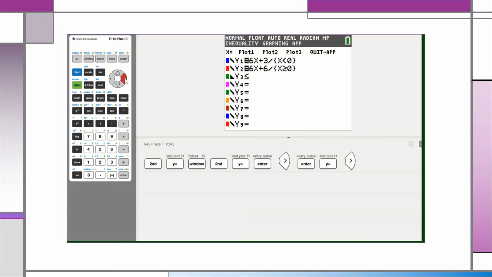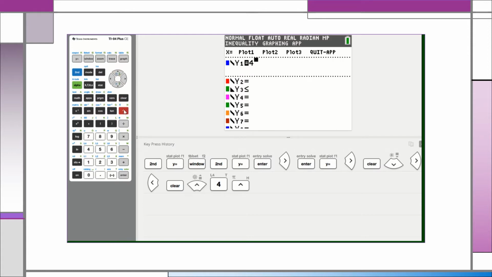Now I just want to go to y equal, and looks like I was graphing some piecewise functions there. All right. So let's graph 4 raised to the power of x. So I'll go 4 caret x, and let's go take a look at our graph.